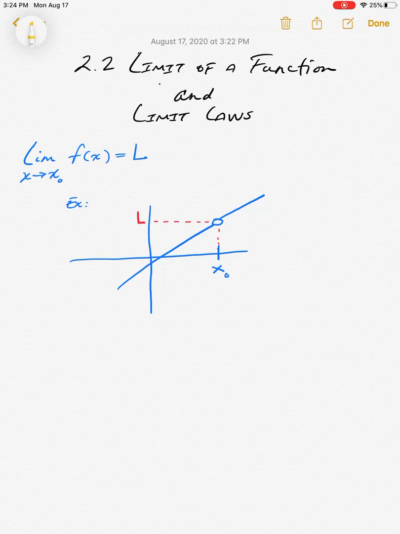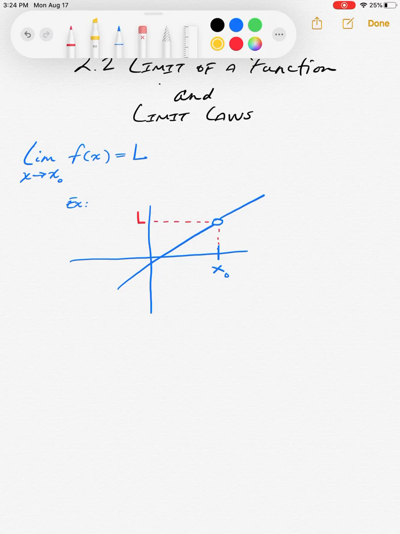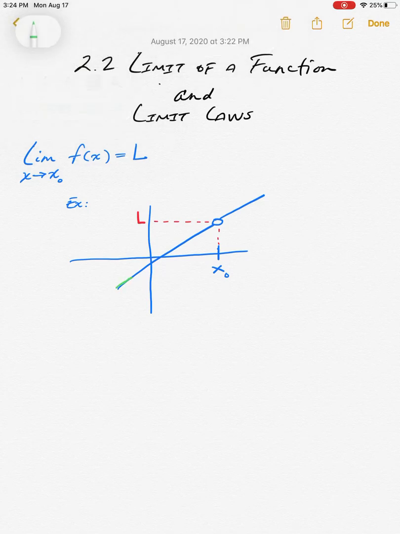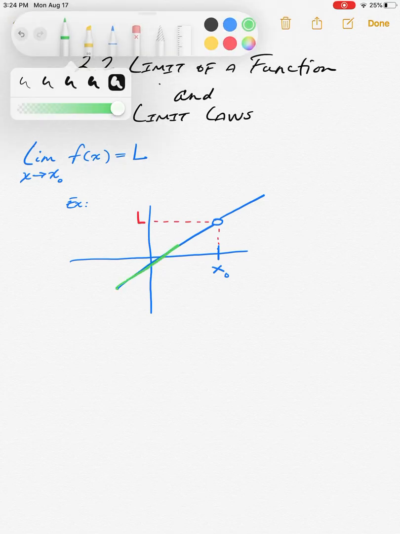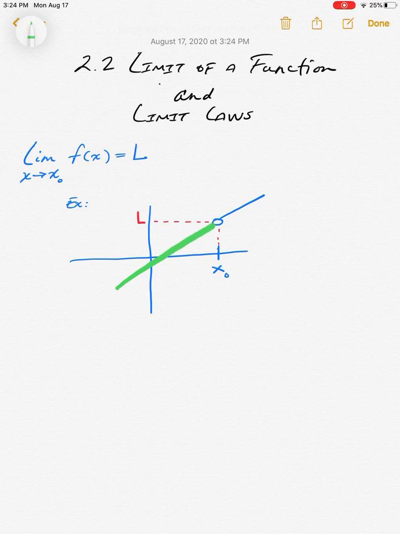All right, so my graph is the diagonal line. Let me just toss something on that so that we're not confused of which one is the graph. Let me just toss this little greenery on top of that diagonal line. Make that a little bit thicker. All right, that's the graph.